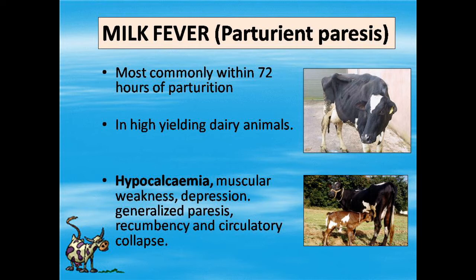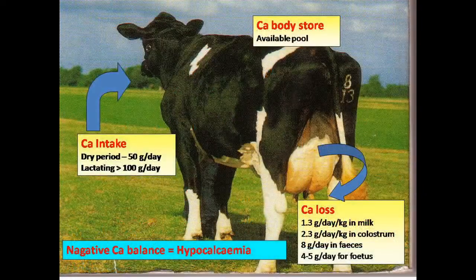It is frequently found in high-yielding dairy animals. That is, high-yielding dairy cows are mainly susceptible to milk fever, especially during the third to fifth pregnancy or parturition. Milk fever is manifested by hypocalcemia, general muscular weakness, depression, generalized paresis, recumbency, and circulatory collapse.